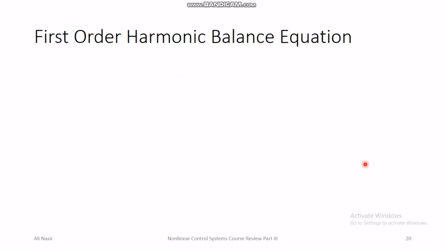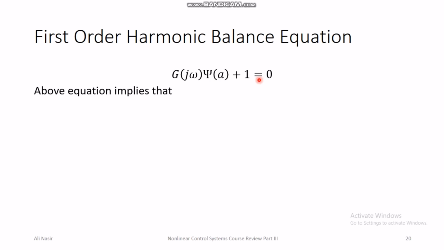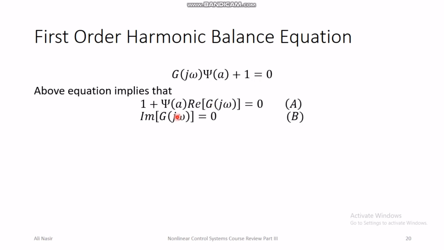Okay, so the first order harmonic balance equation, if we apply that, says that G of j omega times psi of A plus 1 equals 0. G is the transfer function of the LTI system, which is included in the feedback configuration. The above equation implies two things. First, that 1 plus psi of A times the real part of G of j omega is 0, and second, that the imaginary part of G of j omega is 0. So this equation is broken down into two equations because it is a complex equation. This is the real part of the above equation and this is the imaginary part of the above equation.